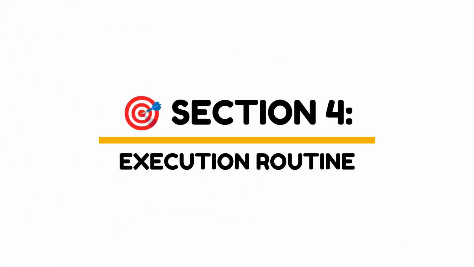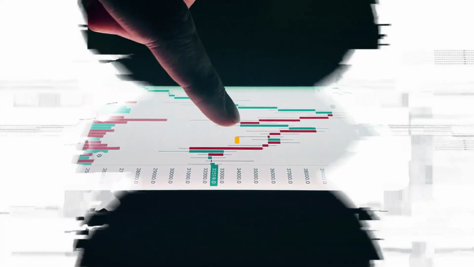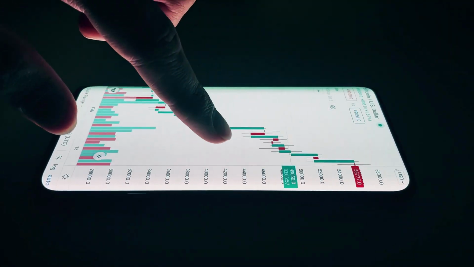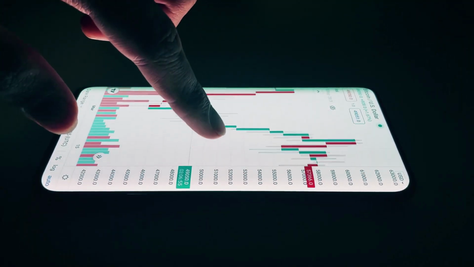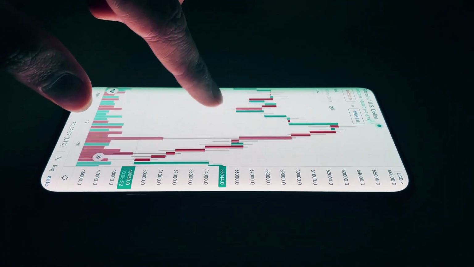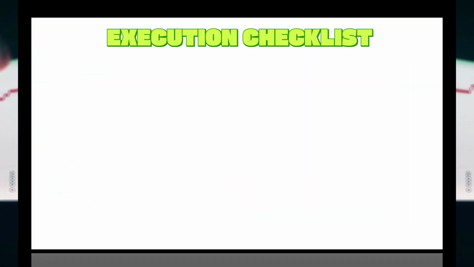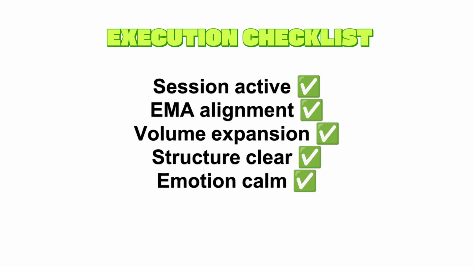Section 4. Execution routine. Execution is the smallest part of my routine. If I need to think too much, I do not trade. Execution checklist. Session is active. EMAs are aligned. Volume is present. Structure is clear. My emotions are calm. If even two of these are missing, I step away. One or two high-quality trades are enough.